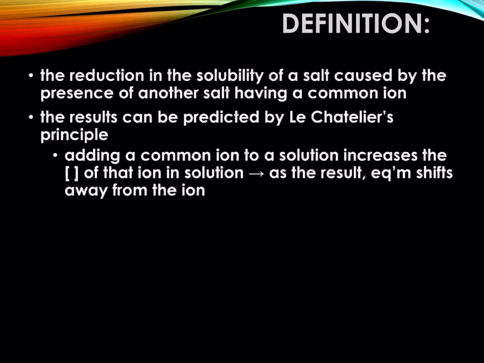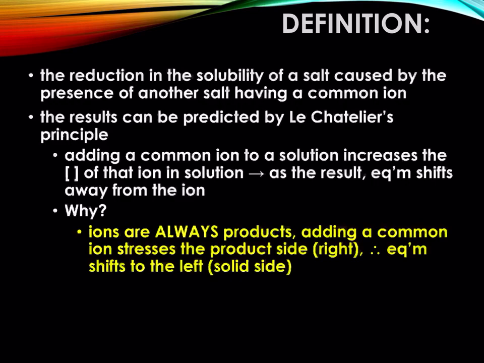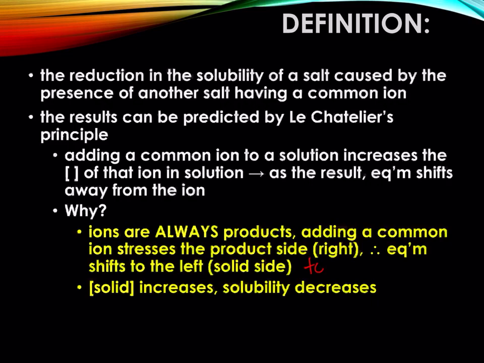So the fancy definition is that the solubility of a salt is going to be reduced or decreased because it's going to shift away from the ions and make more precipitate. Okay, so if you increase the concentration of the ions, which is on the product side, the common ion is going to stress that side and it's going to shift left to use it up.